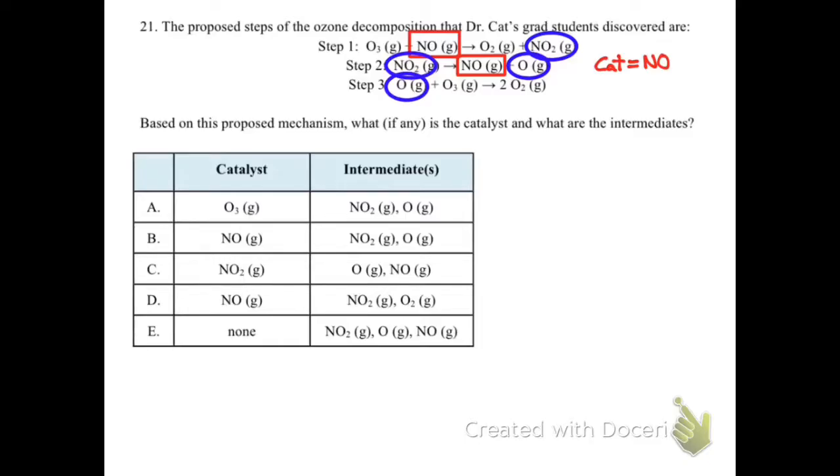So our overall reaction is 2 ozones turning into 3 oxygens, O2s, and again, our intermediates are going to be our NO2 and our atomic oxygen. So the answer is B.